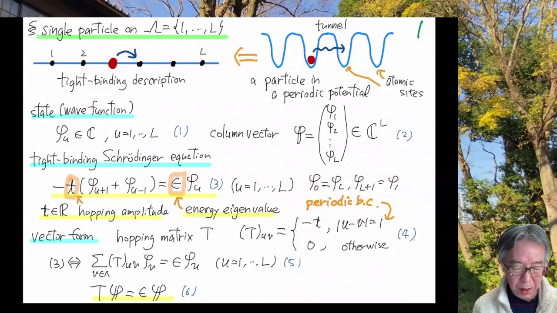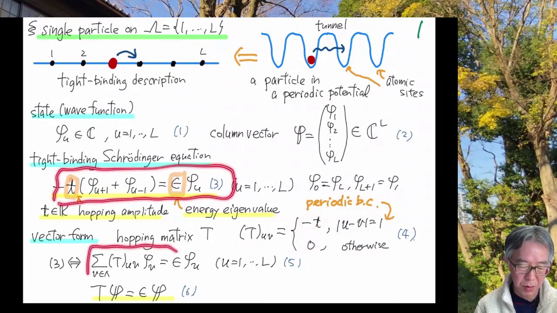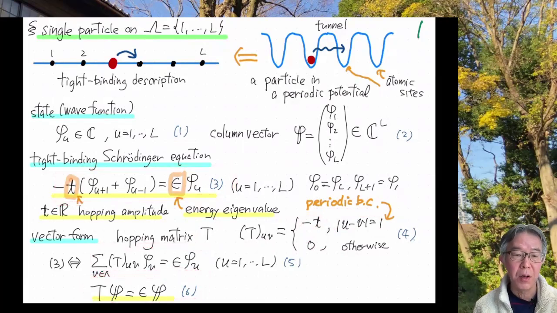Since we describe this wave function as a column vector, we can rewrite this Schrödinger equation in this form using a matrix. This matrix T is called the hopping matrix, and its entry is defined like this. When I say U and V are neighbors, I take into account the periodic boundary condition. When U and V are neighboring, this takes entry minus T, and it's 0 otherwise. You can easily convince yourself that this Schrödinger equation is rewritten like this. And then, of course, this becomes the eigenvalue equation of the matrix T.